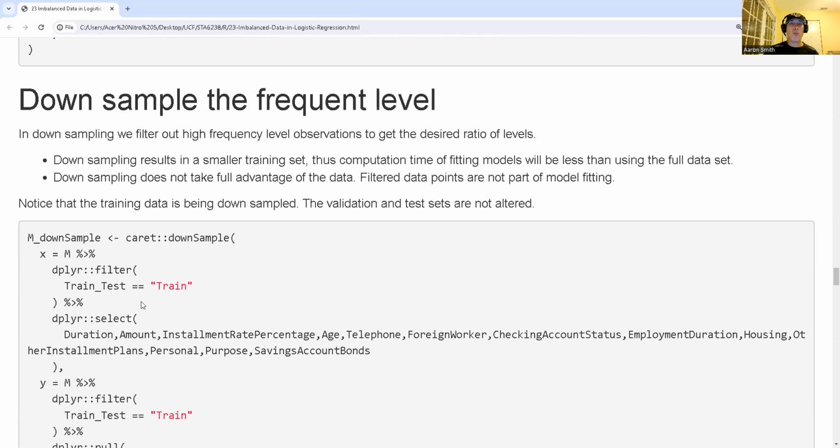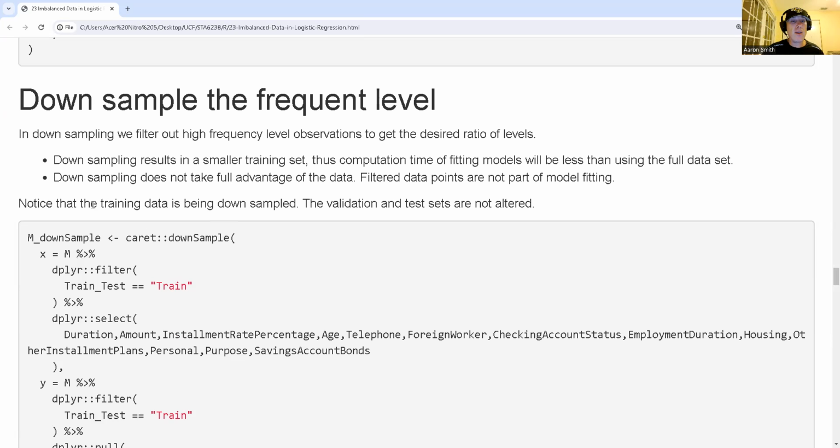Now, downsampling the frequent level. Here, I'm going to filter out some observations from the high frequency level so that I get the balance that I want. Downsampling, we filter out high frequency level observations to get the desired ratio of levels. Downsampling results in a smaller training data set, thus improving computation time. Downsampling does not take full advantage of the data. The filtered out data points are not part of model fitting, and they're not part of my validation statistics. They're not part of my training statistics. So I just lose out on those data points.